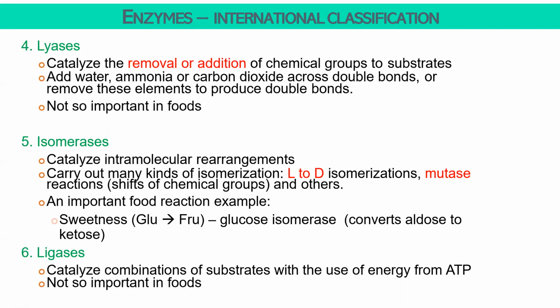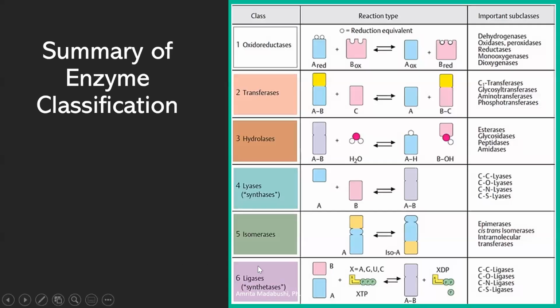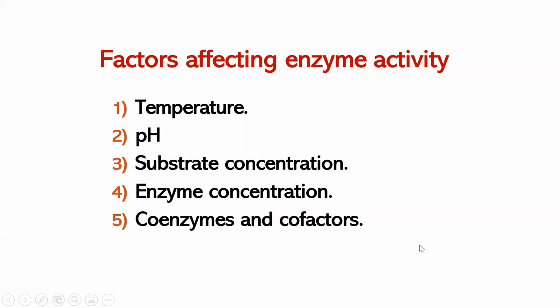So it is combining of substrates with the help of ATP. You can see here A and B, and with the help of the enzyme and ATP, it gets combined to make it one. So these are all the different reactions or enzyme classification.